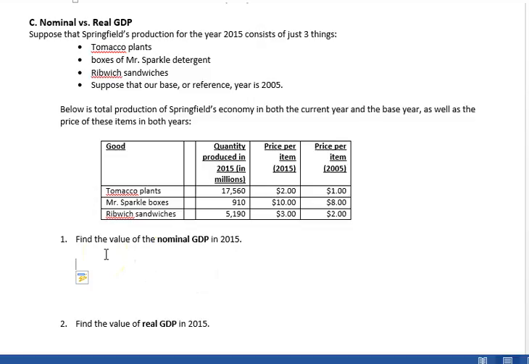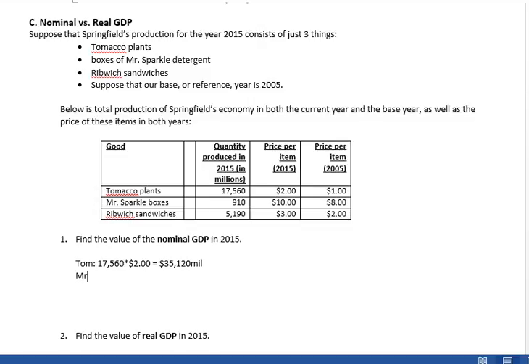So for 2015's nominal GDP, we're going to take all of our production that took place in 2015 for each of the three goods, and nominal means current prices, so that's 2015 prices that we're going to use to calculate 2015's nominal GDP. So for the tobacco plants, let's abbreviate that, tobacco, we're going to take the quantity, the 17,560, times the 2015 price, which is $2. And we're going to get a value. That value is, in total, 35,120. And again, these quantities are in millions, so these dollar amounts are going to be in millions.